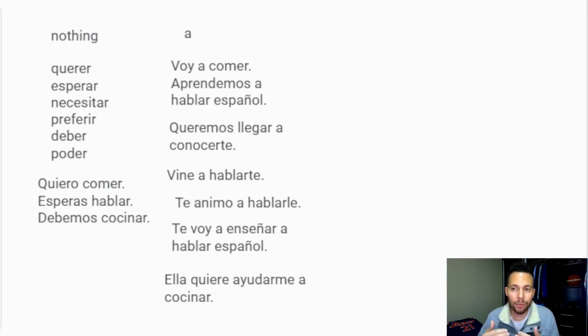We want to get to know you. Queremos llegar a conocerte. We want to llegar. That's another one of those physical motion words. But here it's kind of like we want to arrive to the point of knowing you. We want to reach that destination, sort of a figurative motion idea there. We want to get to know you. Te animo a hablarle. I encourage you to speak to him. I encourage you to get to the point of being able to speak to him, or reaching that end goal, sort of a figurative motion.